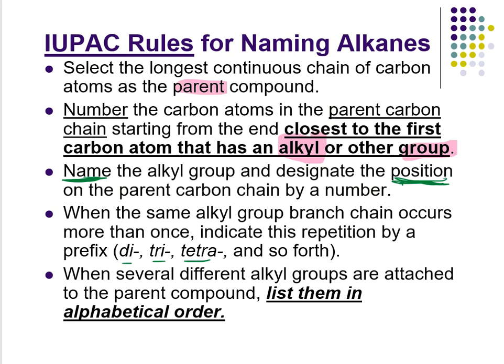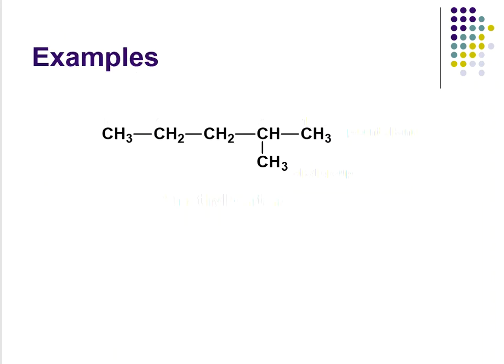When several different alkyl groups are attached, I told you before, they really like alphabetical order. So I figure out what's there, I put all the pieces together, and then when I do my final answer, they really like my final answer to be in alphabetical order. So if I have a prop and if I have a bute, then the bute will be written first because B comes before P for propyl. All right, so let's do an example. Here we go. Name it. Whoa.